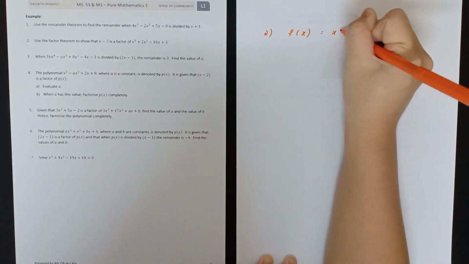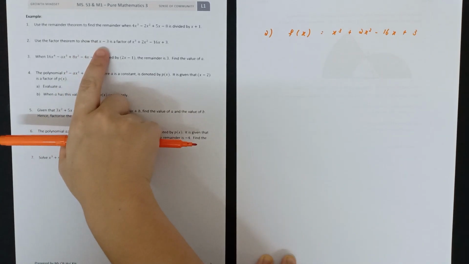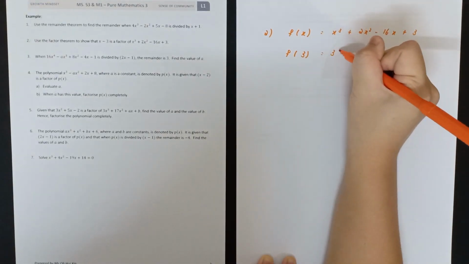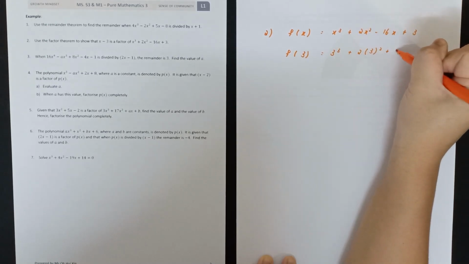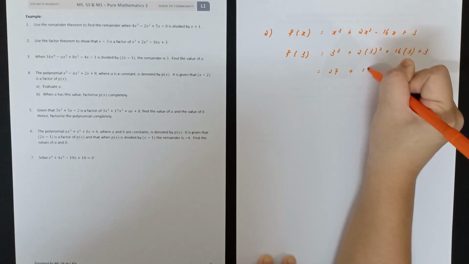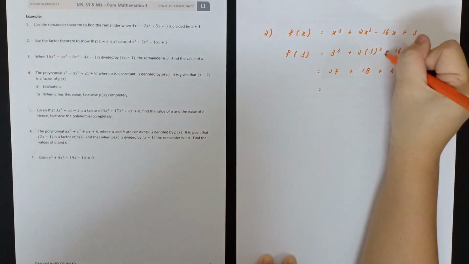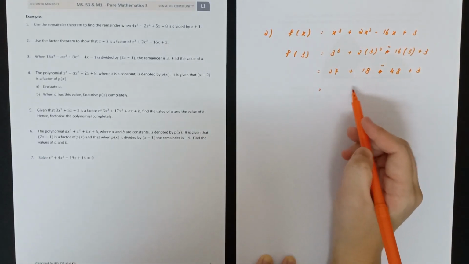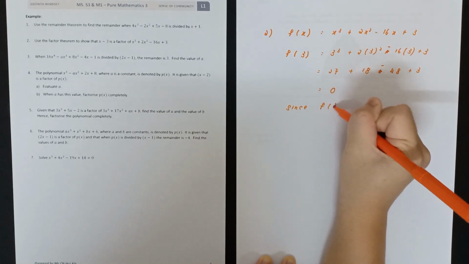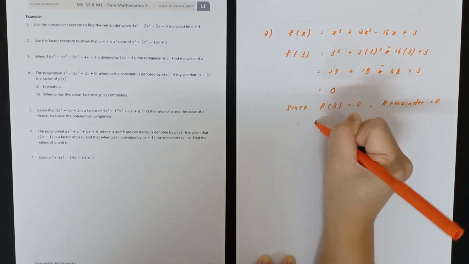So let's do the same thing. Let f(x) equal the equation that I want to deal with. Since I want to show x minus 3, what is the number that I need to substitute? It becomes 3, because 3 minus 3 gives 0. So 3 cubed plus 2 times 3 squared minus 16 times 3 plus 3. So 3 cubed is 27, plus 18, minus 48, plus 3. Sorry, this is minus. So here I get 45 minus 48, then plus 3, I get 0. Since f(3) equals 0, it means the remainder equals 0, so x minus 3 is a factor.